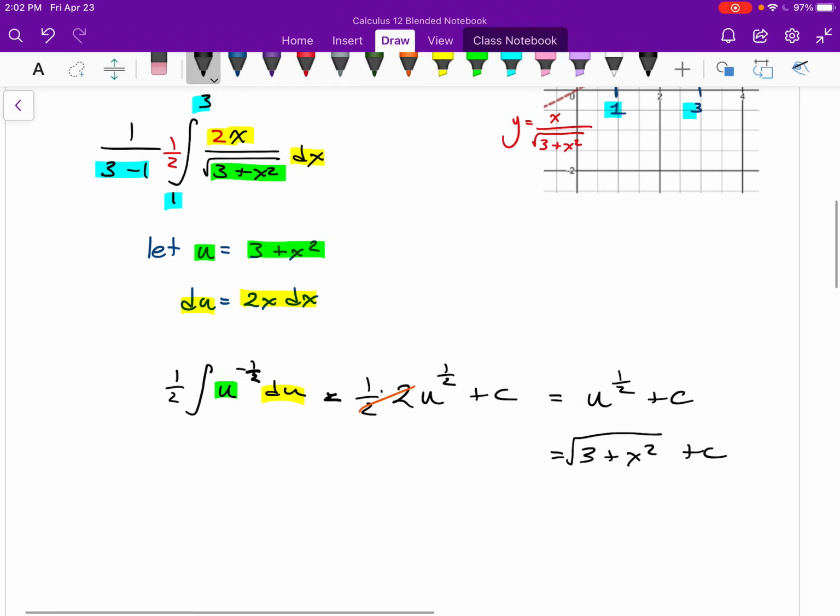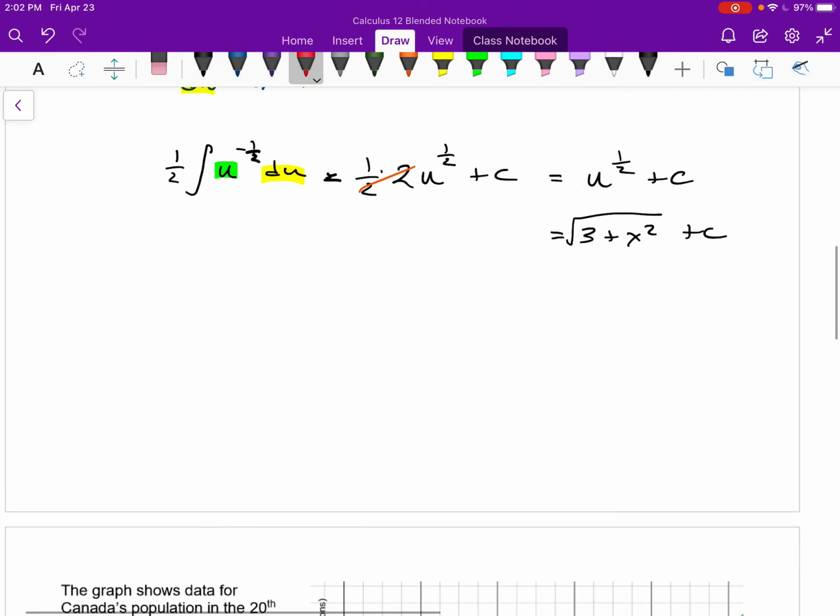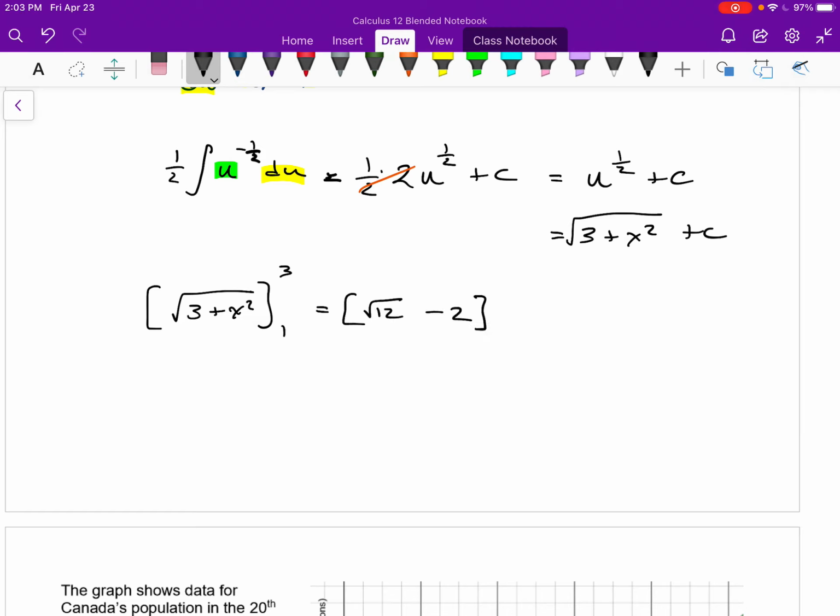So now I can deal with this part. I can actually integrate this thing here. And so I want to take root 3 plus x squared and integrate it from 1 to 3. And then eventually take all that and divide it by 2, the 1 over 3 minus 1. I'll do that later on. First, let me do this. And so this equals root 12 minus 2, when you substitute the 3 and the 1 in.